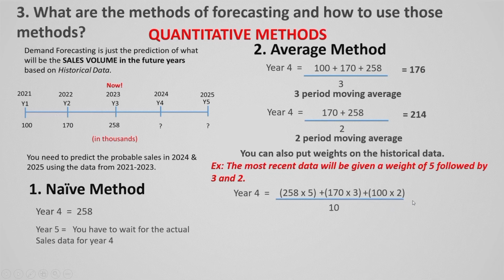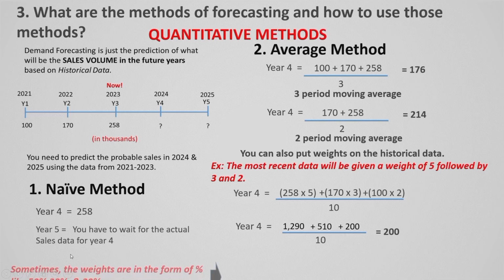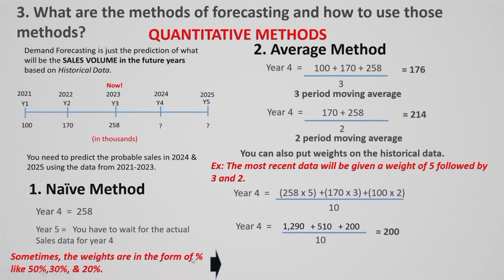Now, if we simplify this, it will look like this. And if we add this all up and then divide it by 10, we will get 200 as the sales forecast in year 4. Now, sometimes the weights are in the form of percentages. Like instead of this 532 as weights, they can be expressed as 50%, 30%, and 20%.